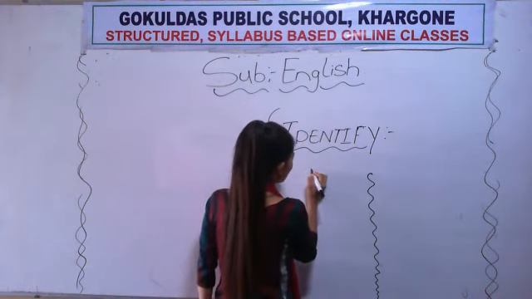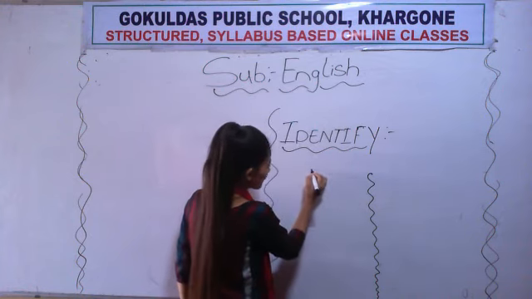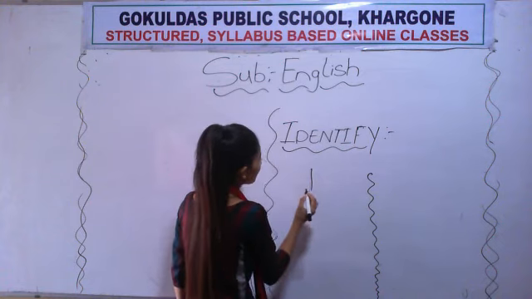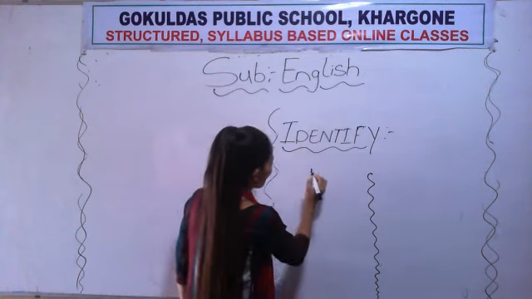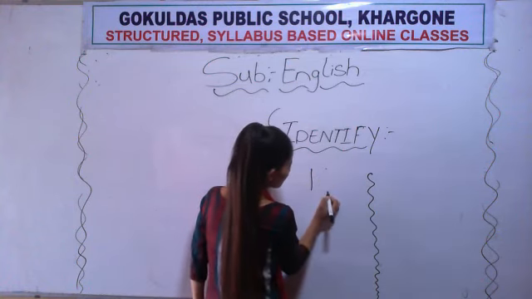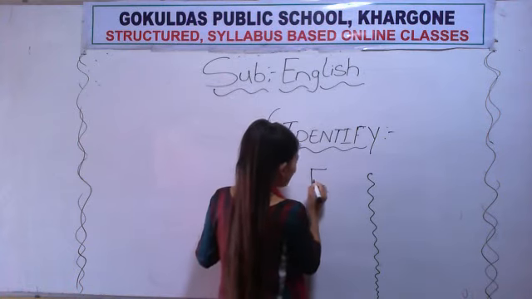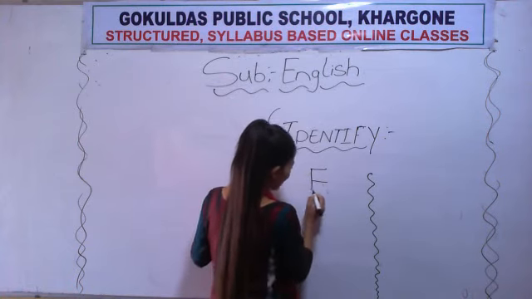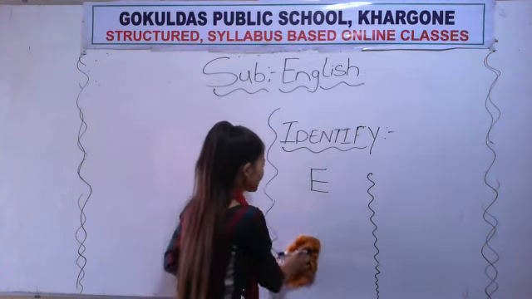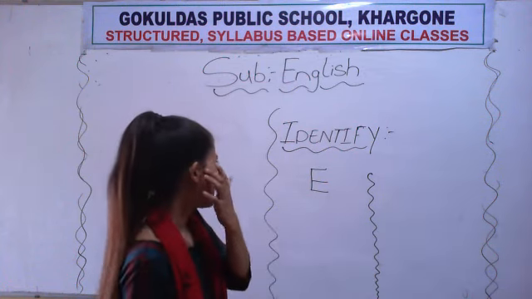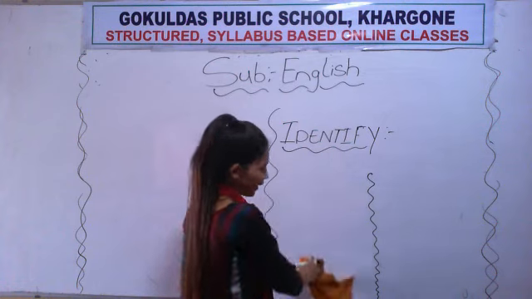Make a dot, make a dot. Make a standing line, and then make a dot, make a dot, make a sleeping line, make one more sleeping line, and here one more sleeping line. So which letter is this? This is letter E.